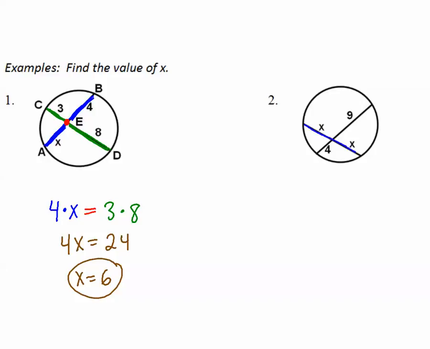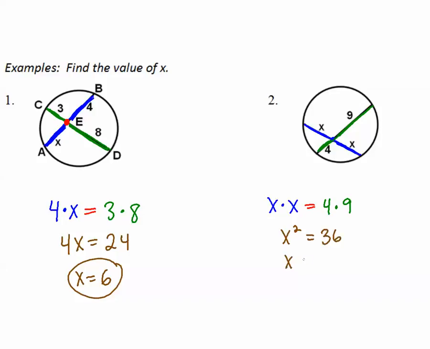Here's one of the chords. Here's the intersection point. X is a piece, the other piece is x, so x times x equals, let's look at the other chord. 4 is a piece, 9 is a piece, so 4 times 9. X times x makes x squared. 4 times 9 makes 36.